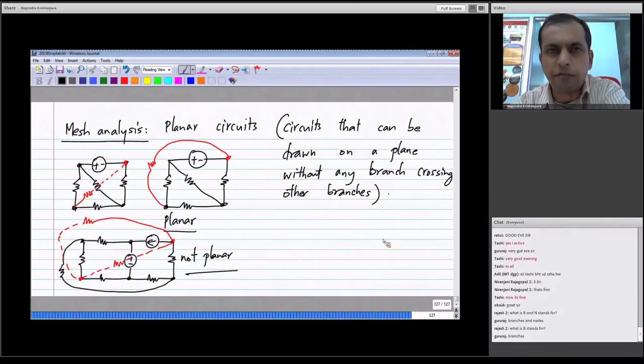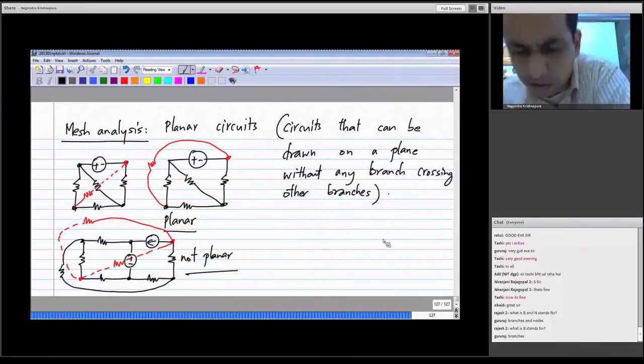Now I have to emphasize here that the general loop analysis, which is based on writing KVL in terms of the link currents, is applicable to every circuit. Okay, you first have to identify a tree and then go on. That is similar to identifying a reference node for nodal analysis. Okay, but this mesh analysis is simpler and it gives a structure that's very similar to nodal analysis, and that is what we are going to discuss.